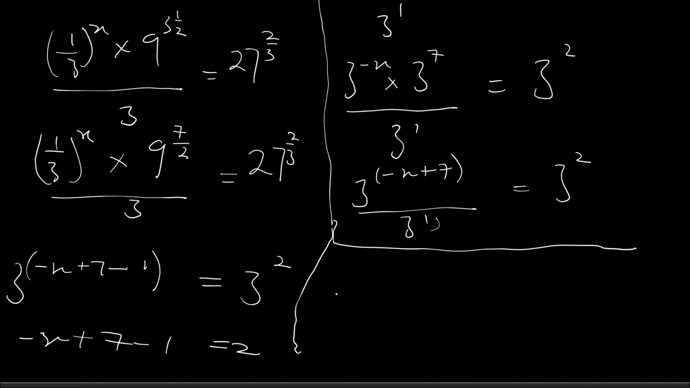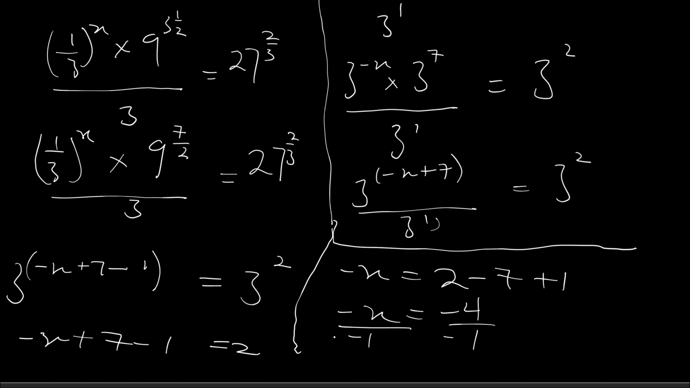So we can say that negative x is equal to 2 minus 7 plus 1. So negative x should be equal to negative 4. Now to make x the subject, we divide both sides by negative 1. So here by negative 1, here by negative 1. Negative 1 cancels this, negative cancels this. Our x will be equal to 4.